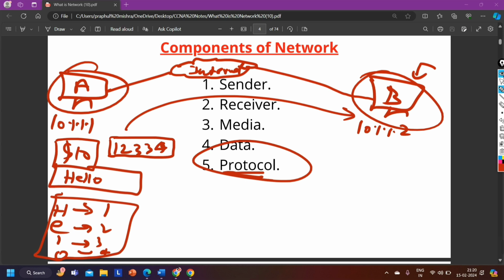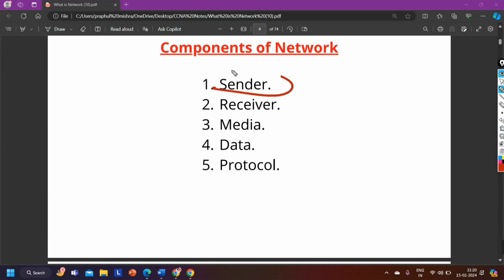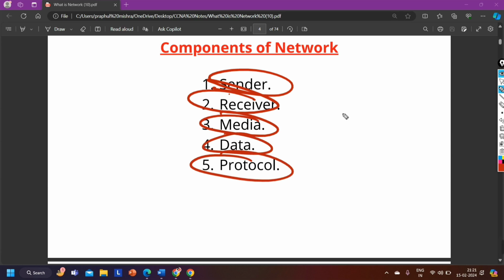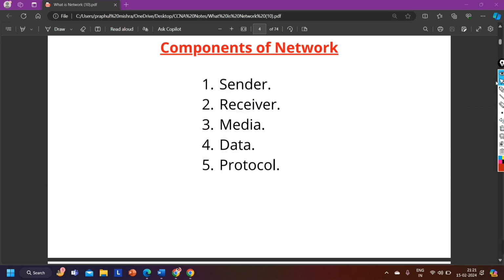So these, guys, are the components of a network. Sender, who is going to send the data; receiver, who is going to receive the data; media, which is going to carry the data; data, which is my actual information; and protocol, a set of rules. Fine, can I move? Okay.